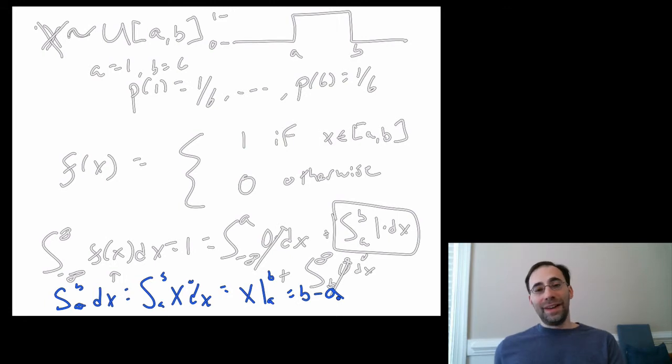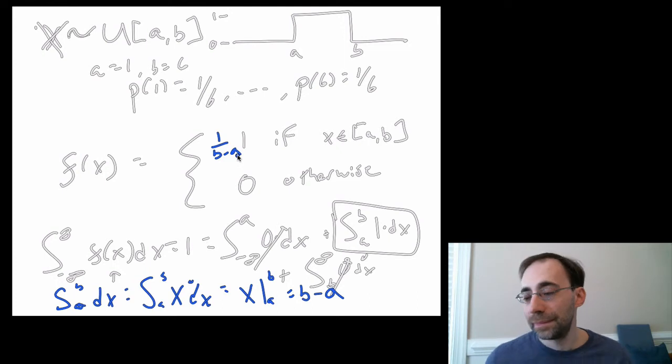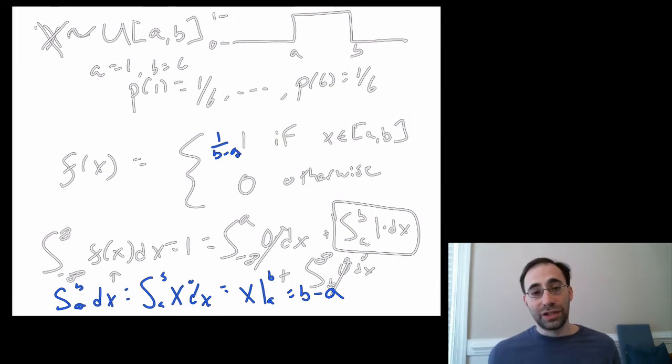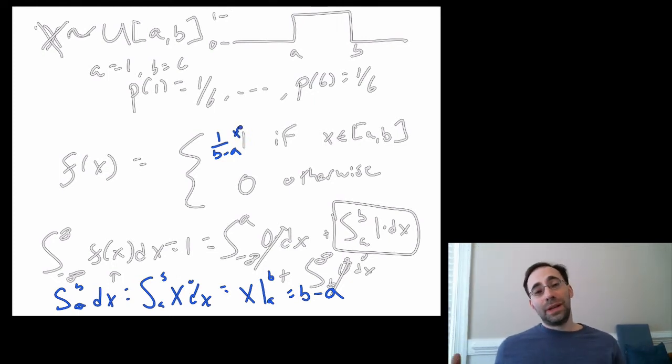That's not 1, right? So we need this integral to be 1, and it turns out the integral is actually b minus a. So to make it 1, we're going to have to divide by b minus a. And there you go. That tells us the actual value of the distribution is going to be 1 over b minus a if x is between a and b, and 0 otherwise. And that gives us the continuous uniform distribution.